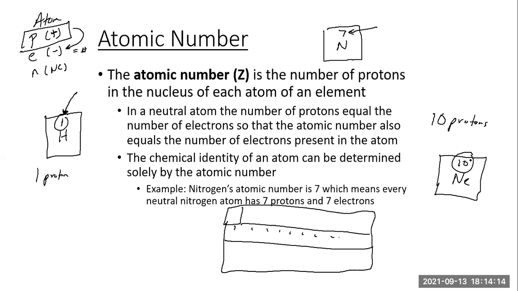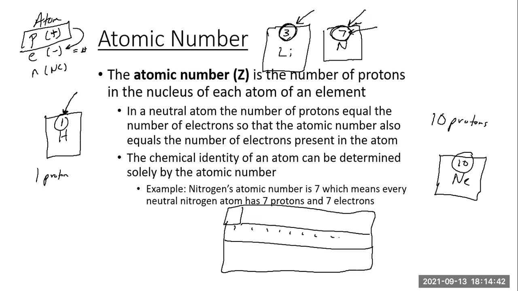Would I ever have a nitrogen atom that has 3 protons? The answer is no, because if you have 3 protons and you look on the periodic table, number 3 on top is lithium. So if you only have 3 protons, or an atomic number of 3, you are talking about lithium. If you have 7 protons, or atomic number 7, you are talking about nitrogen.